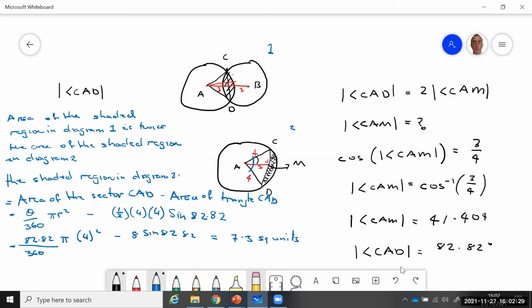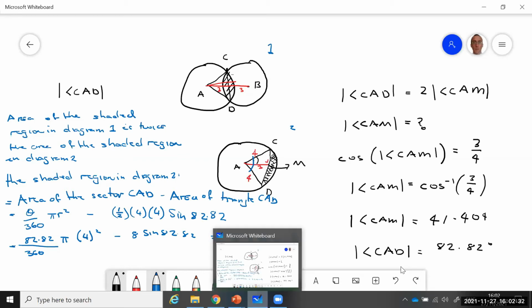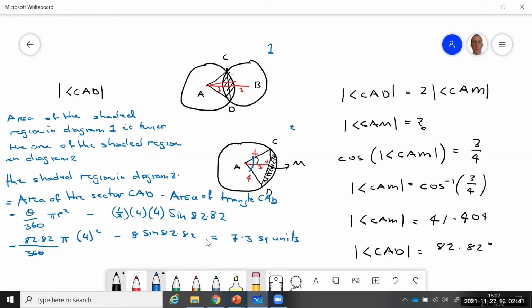All right. Okay. So that is the area of this kind of crescent shape here. So sorry, it's not. That's half of that. So the area in diagram 2 is 3.65 square units. And then you must multiply that by 2 to get the area of the shaded region in the first diagram.